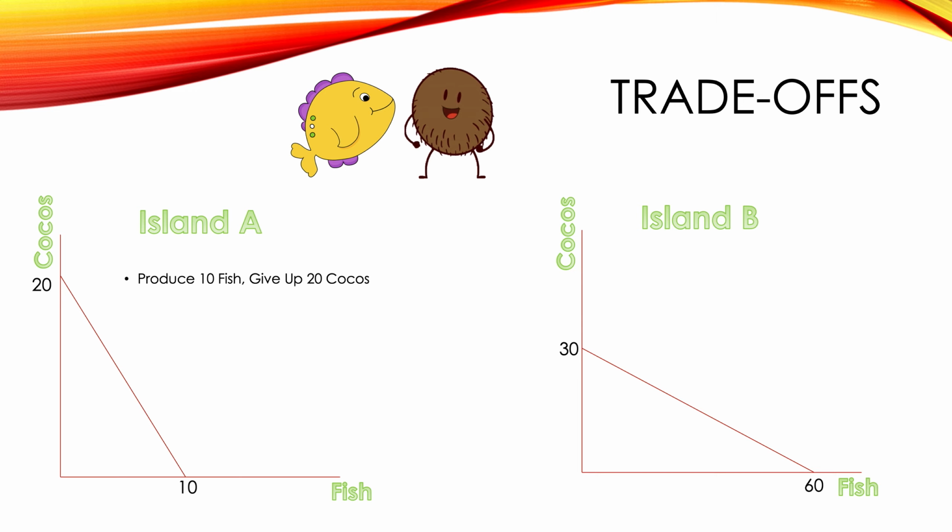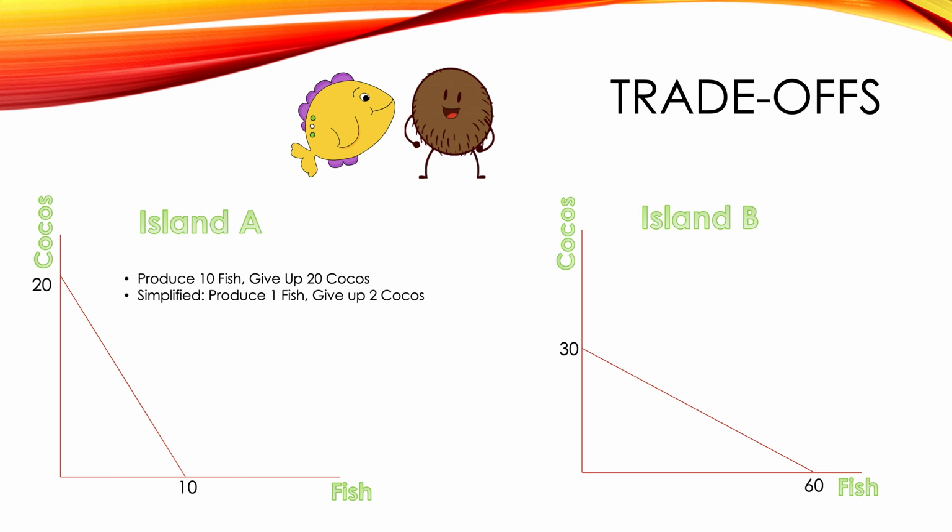So, as we know from Island A, if they choose this option down here, 10 fish, they're giving up the ability to produce any coconuts at all, right? They're only producing fish. So to produce this point, the opportunity cost is this point. To produce 10 fish, they have to give up 20 coconuts of production, right? Every time they go from 0 fish all the way to 10 fish, they're losing coconuts, all the way until coconuts equals 0. So the opportunity cost of producing 10 fish is 20 coconuts.